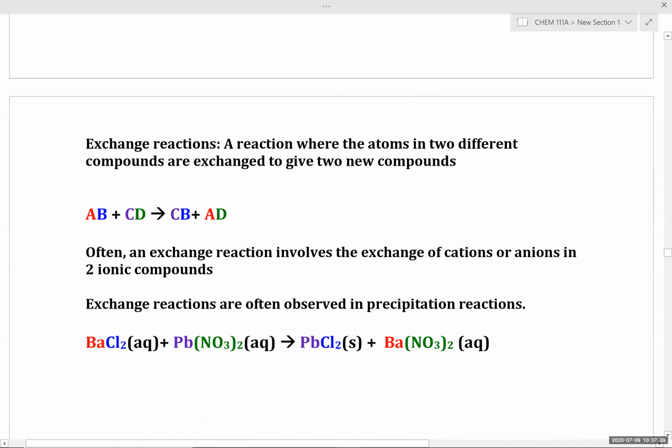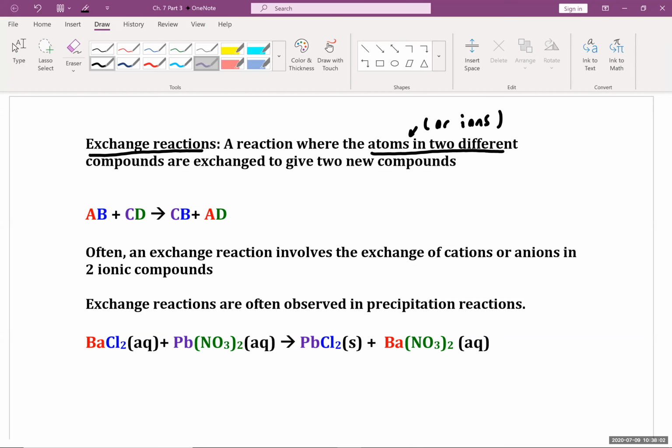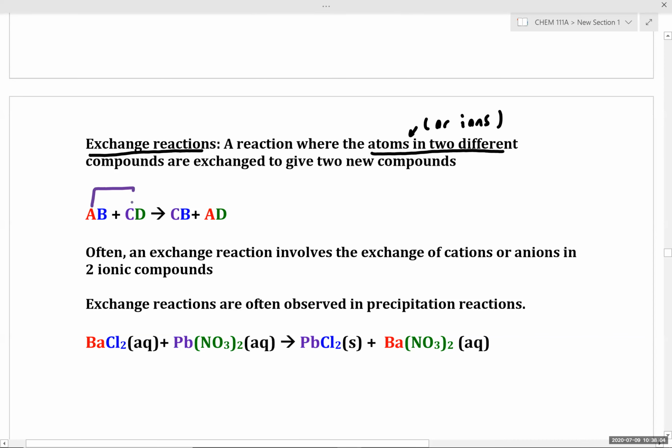Okay, so let's continue on and let's talk about exchange reactions. So exchange reactions are reactions where the atoms, or ions, in 2 different compounds are exchanged to give 2 new compounds, okay? So AB plus CD leads to CB plus AD. So we essentially have swapped our atoms or ions.